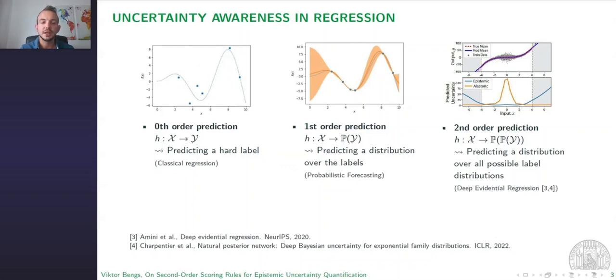Now the question is how to train a suitable learner for these three different orders. The first two orders are somewhat classical by now and can correspondingly be addressed in a classical empirical risk minimization manner. All one needs is a suitable loss function for this purpose. And a recent body of work proposes to train a second order learner in a similar manner, and for this purpose some loss functions are proposed.